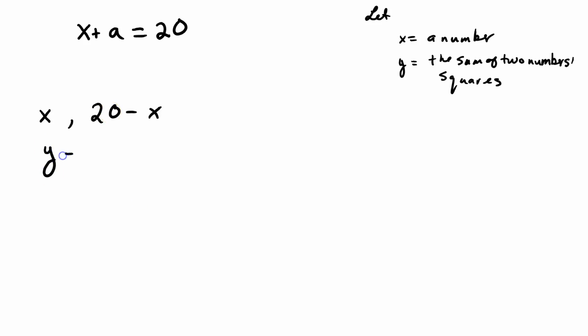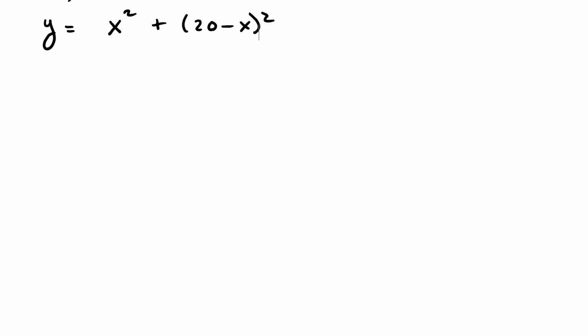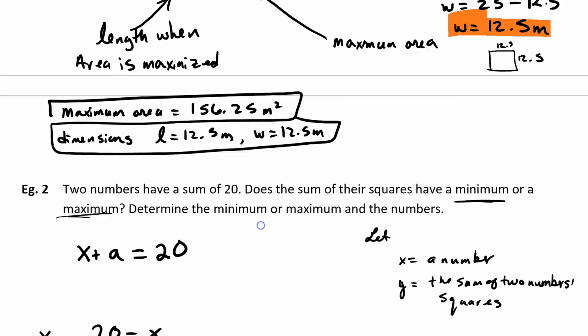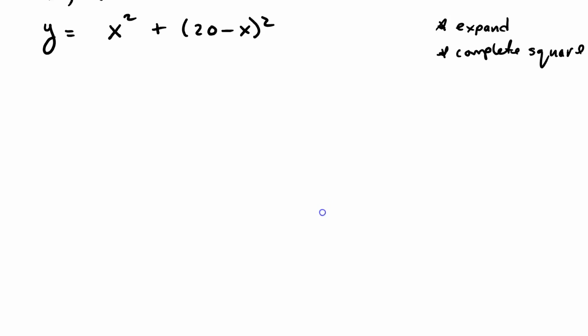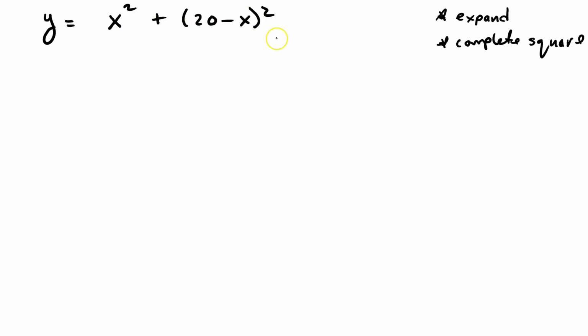So y equals the sum of their squares. So I know that I'm adding things together. I'm going to say x squared plus (20 minus x) squared. And now I'm going to expand this out, and then I'm going to complete the square. So my steps here: expand and complete the square. Where this is different from the last question is that this is not in factored form, so I can't pull out where the x intercepts are very easily by setting this equal to 0. The one up here, I say A equals L times W, so two factors multiplying with each other. But this one, I say x squared plus this. So I need to expand this out and then complete the square.